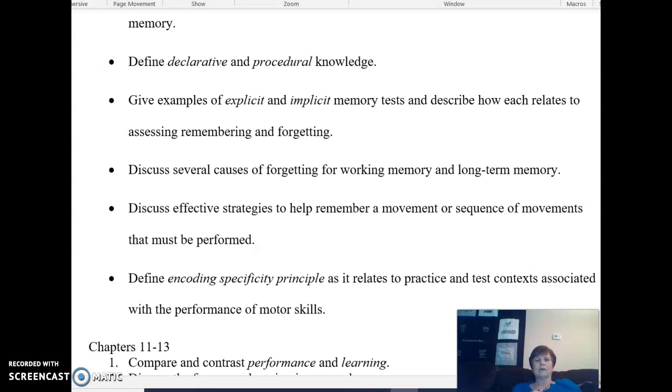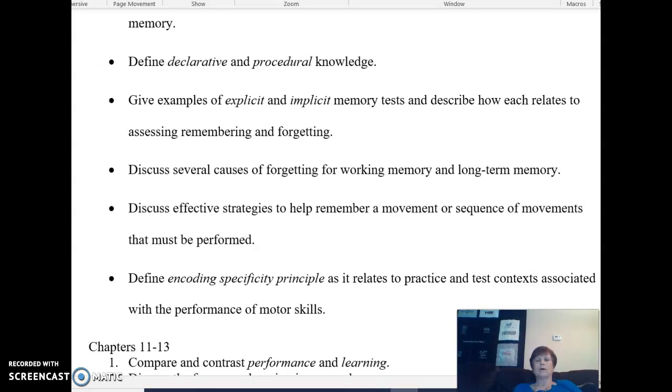And then if you remember, we talked about the encoding specificity principle as it relates to practice and tests. And we did our lab on the encoding specificity principle. So remember, the idea is the way we encode information, it's best retrieved the same way. So if we're encoding information a certain way, then that's the best way we can replicate or remember that information. So review that concept, encoding specificity principle.